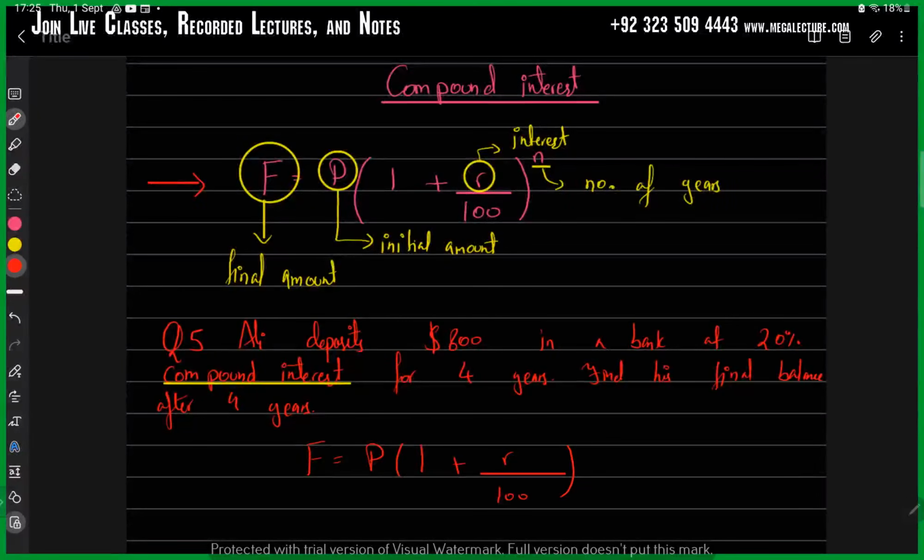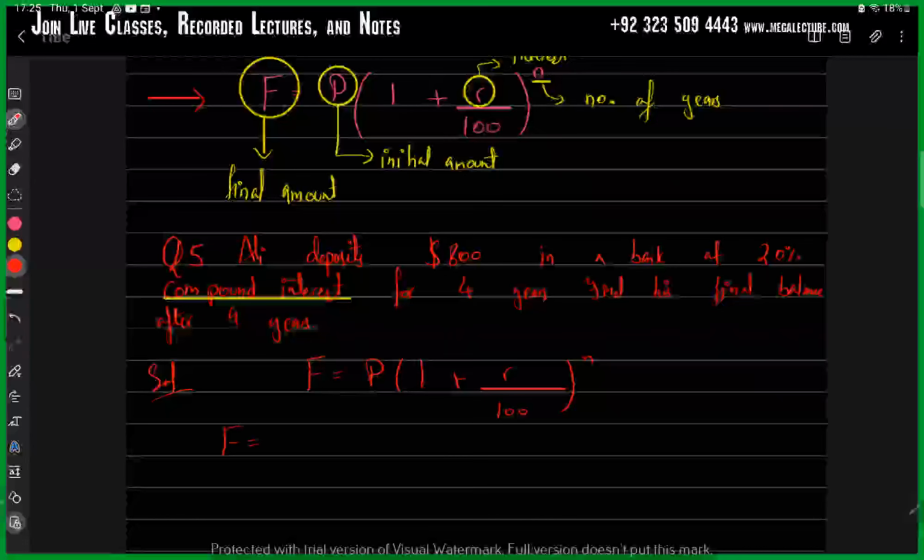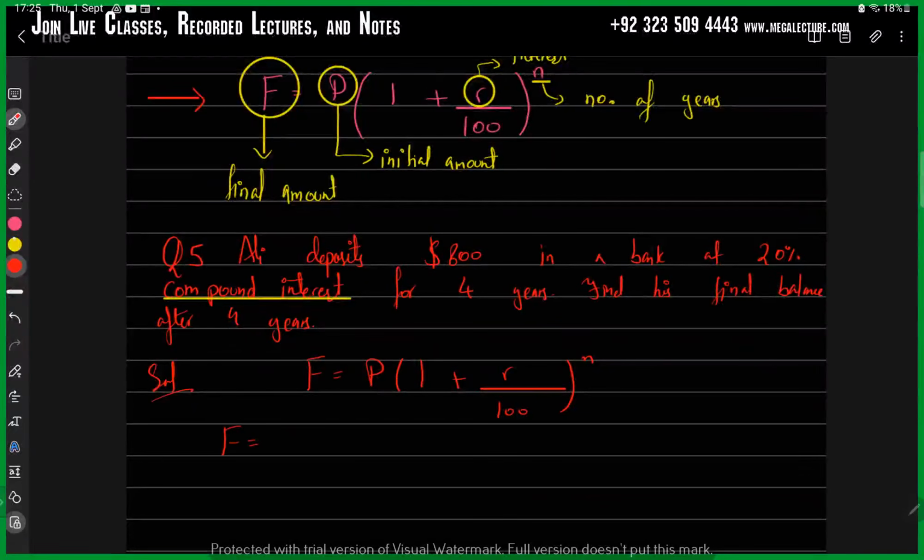F is something that I need to calculate, so I'll keep that as it is. F is equal to, I'm not sure about it, so I'm going to keep it like this. Now P is the initial amount, that is 800. Then I have 1 plus R is 20 divided by 100, and N is 4.